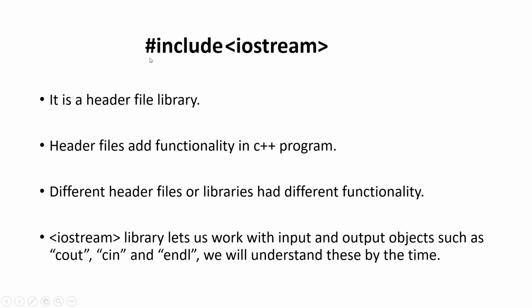So this is the first line of our program, #include <iostream>. It is a header file library. A header file adds functionality in a C++ program. Different header files or libraries have different functionality. It means #include is the keyword to add some library. iostream is a library used for cout, cin and endl. endl is used for end line. If you want to go to the next line, you will use the end line, endl. This one.